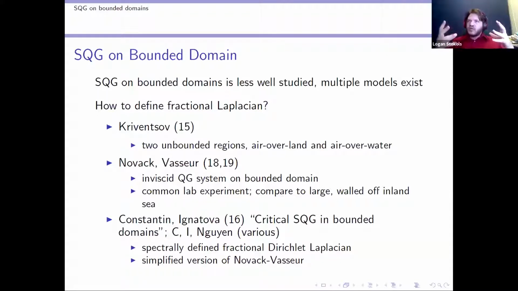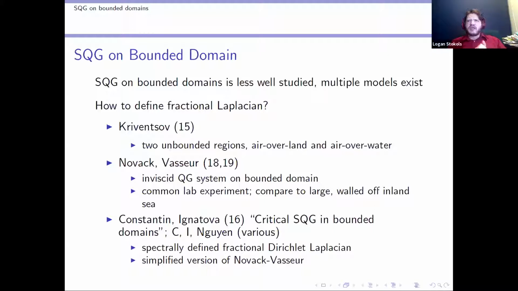When people use this equation, it's usually on the Earth, so a pretty large region. When you are doing experiments, you can't really do it at the scale of the Earth. That's difficult to do in a lab. So people take a cylinder and rotate it at a constant speed. And that model is the one that Novak and Vasseur looked at recently.